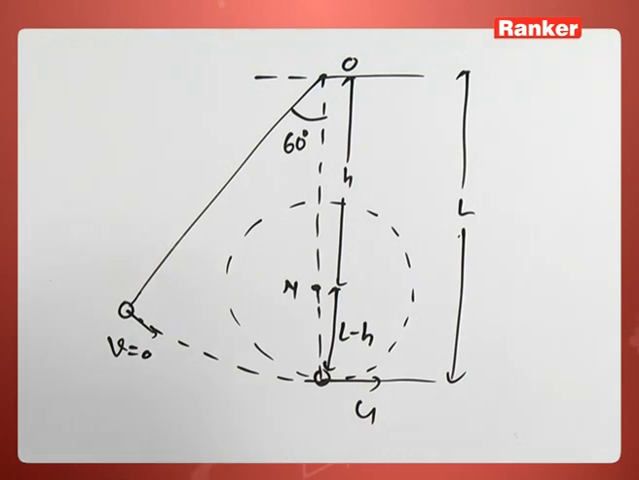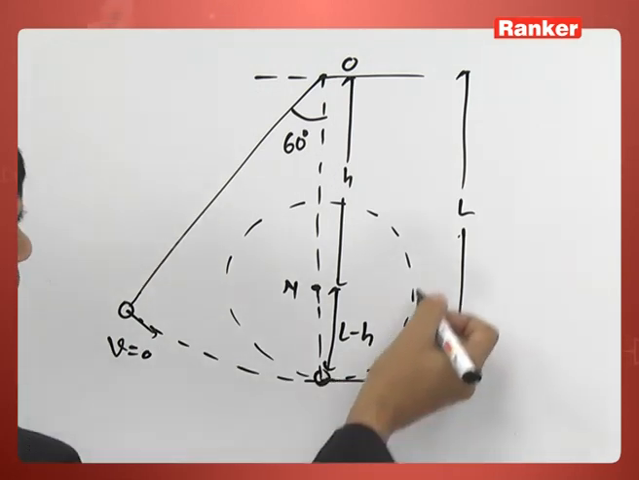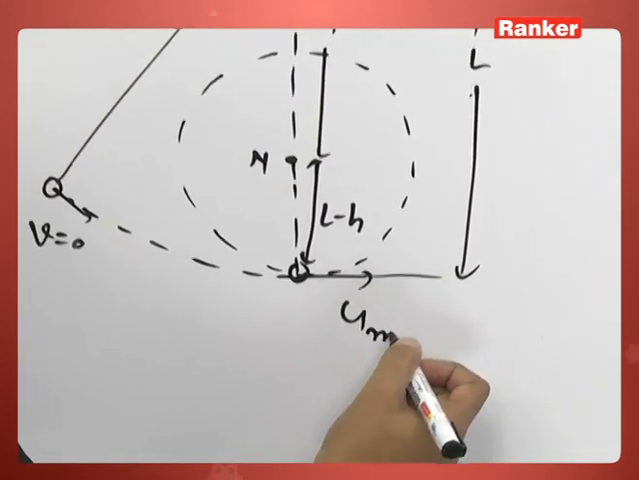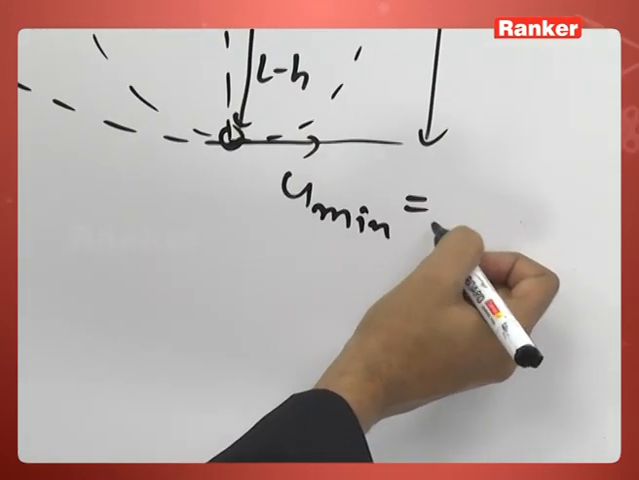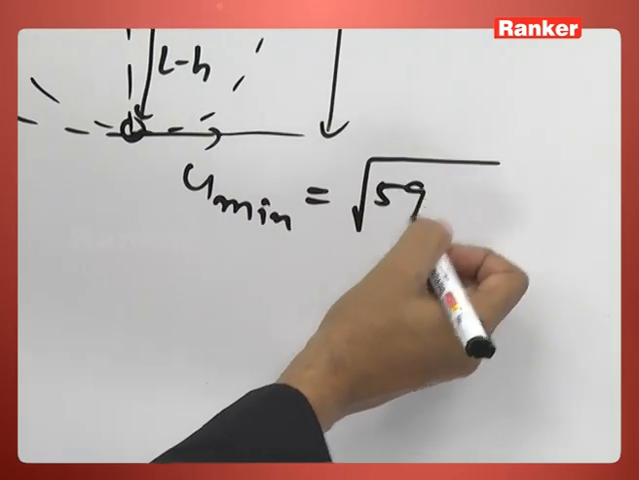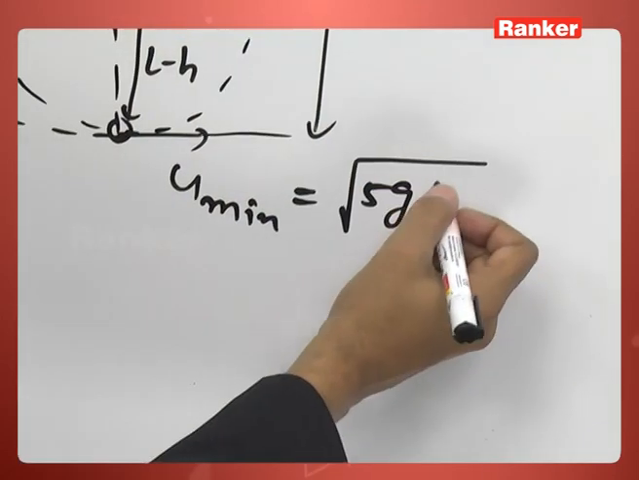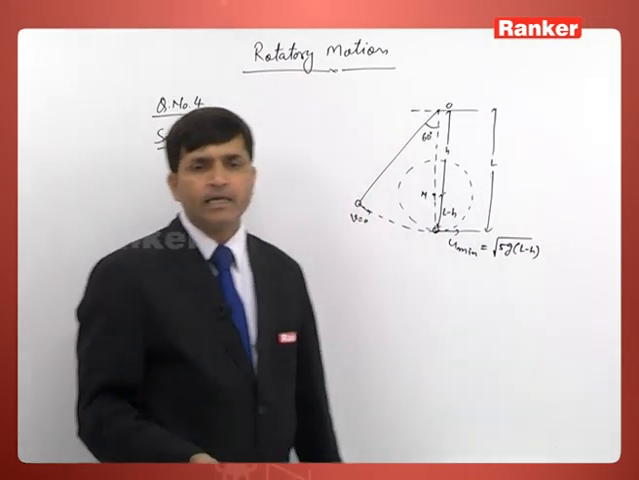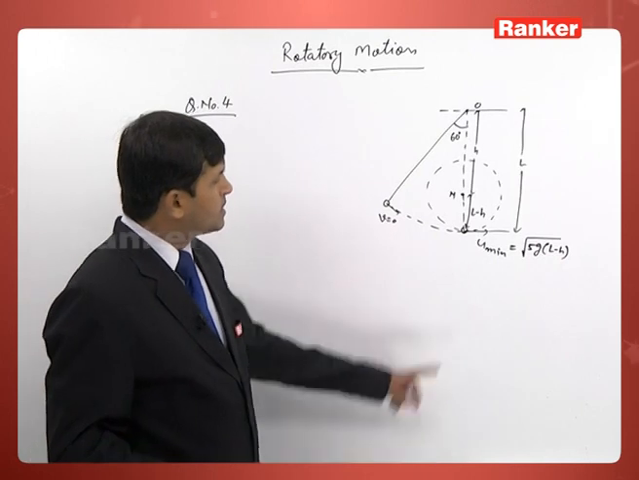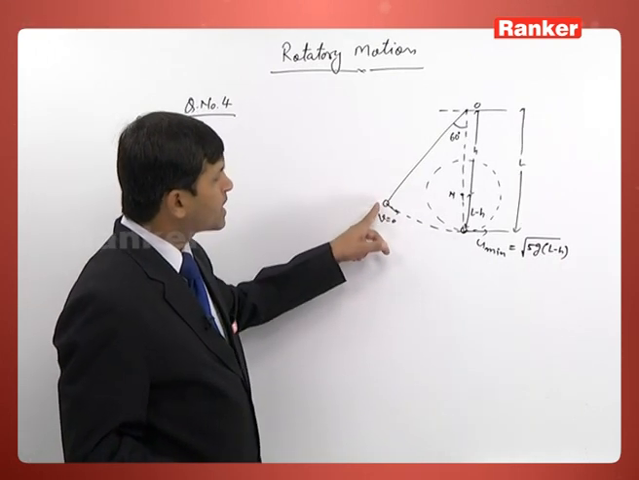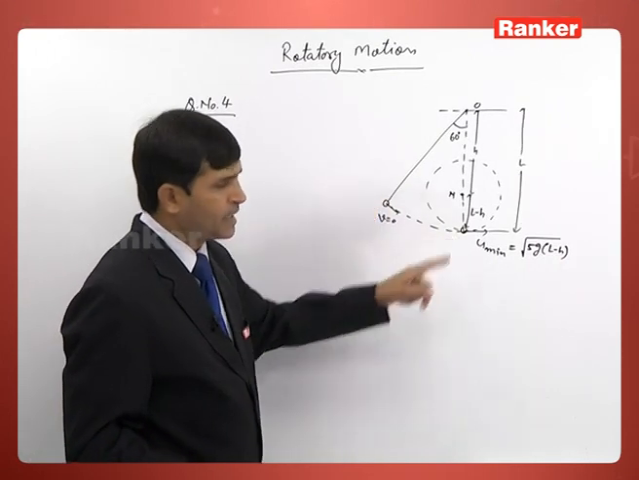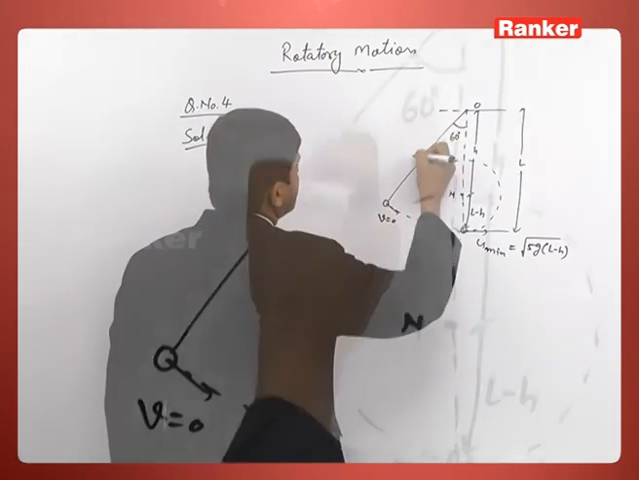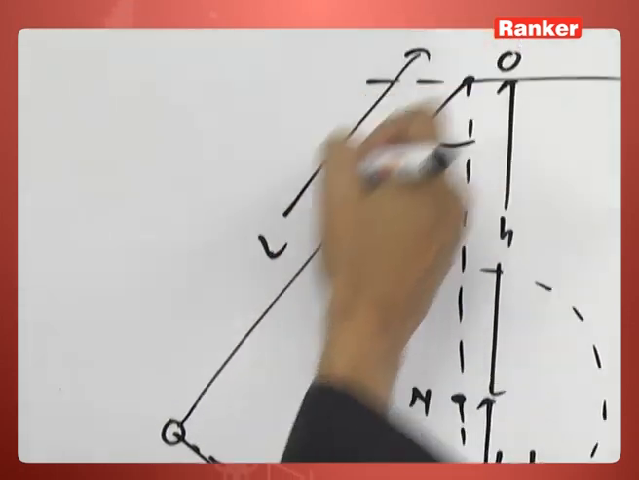When it is reaching here and it is completing a cycle, the minimum value of u must be equal to root over 5g times the radius, which is L minus h. Then only it can complete the circle. Now we can apply the work-energy theorem from here to here, or loss of potential energy. This is also L, it is given.